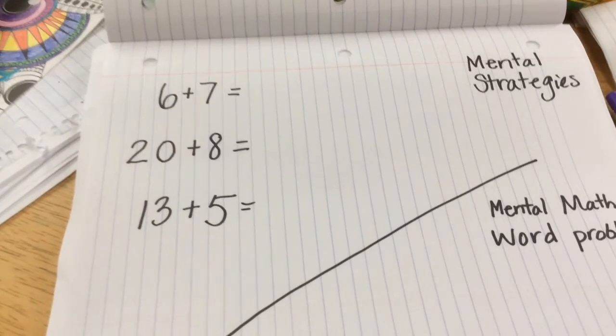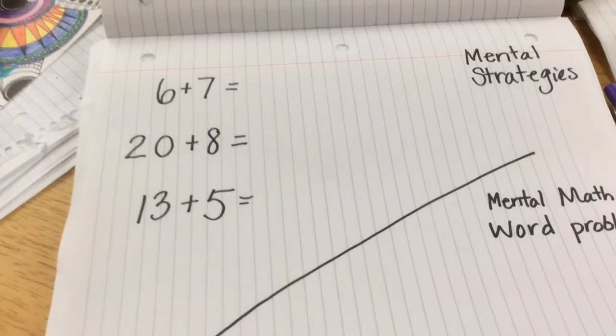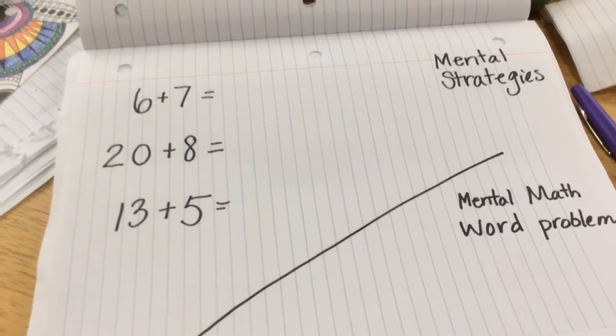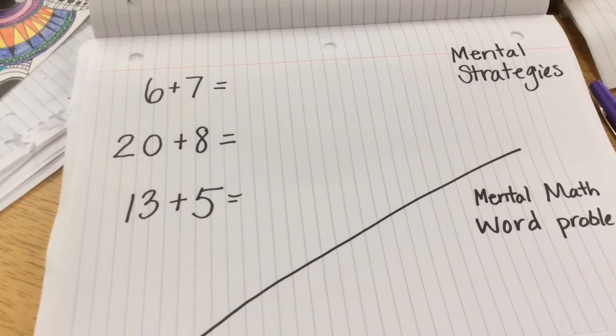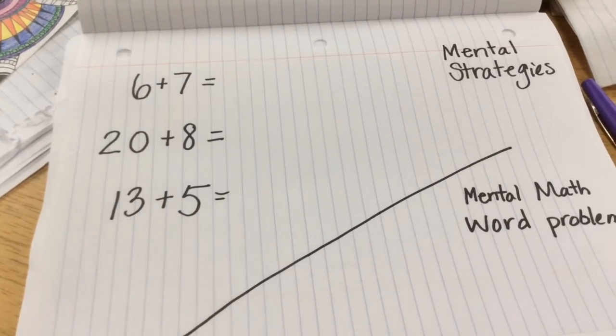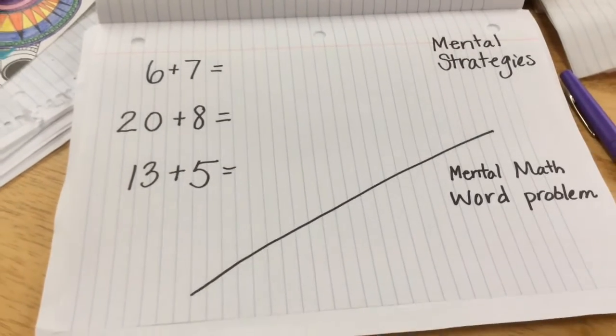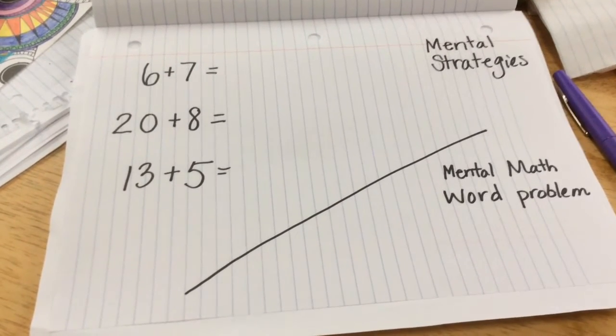20 plus 8 is really easy for everybody. You don't even have to count. Maybe on 13 plus 5, you are going to use another mental strategy. Maybe you want to think of our number bonds. 3 plus 5 is what? Plus 10 more. Press pause and use some time to solve these.